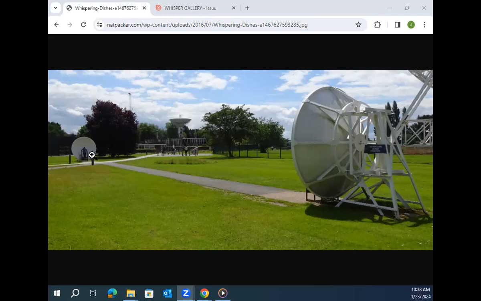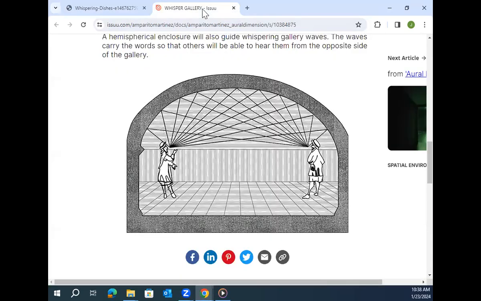And if your friend has their ear at the focal point of the other dish, they'll be able to hear exactly what you're saying, as if you were standing right next to them. Okay? So yeah, that's a fun one. Got a friend, go to Whispering Gallery. Oh yeah, Whispering Gallery. Here's a related concept.